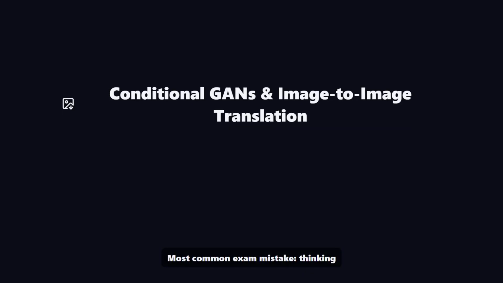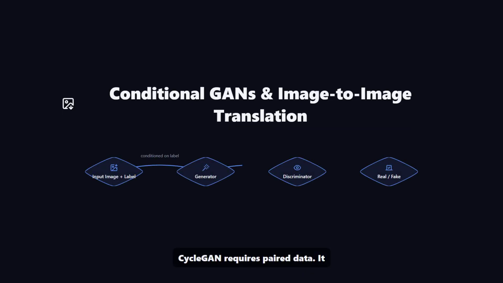Most common exam mistake: thinking CycleGAN requires paired data. It doesn't. That's Pix2Pix. Conditional GANs feed a label, like cat, to both generator and discriminator. This drives image-to-image translation. Pix2Pix uses paired data. CycleGAN handles unpaired. These are real exam examples for domain adaptation and sketch-to-photo tasks. Pull up a Pix2Pix demo on GitHub this week to see the difference between paired and unpaired in action.